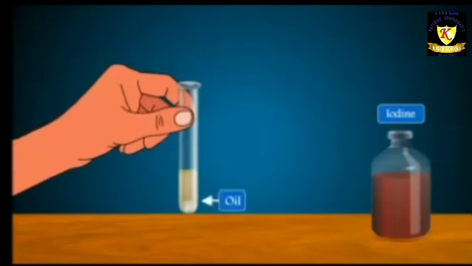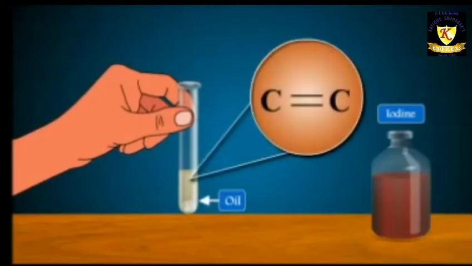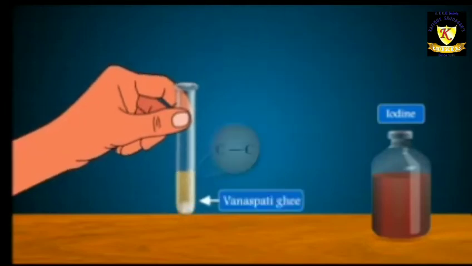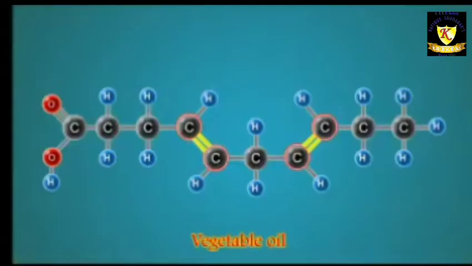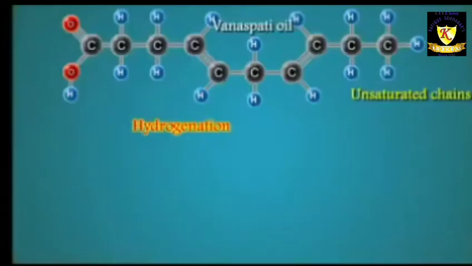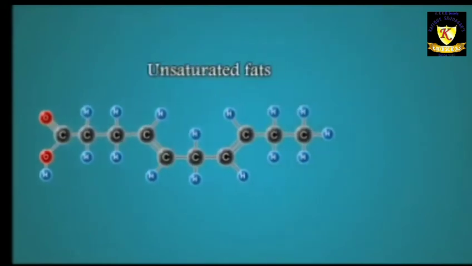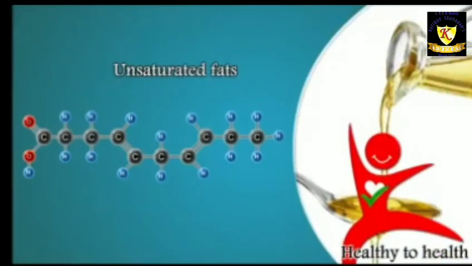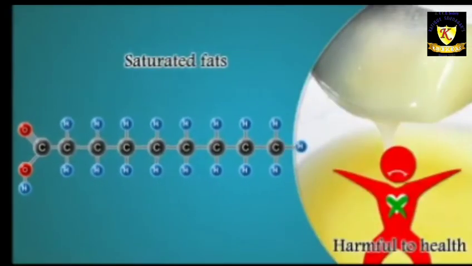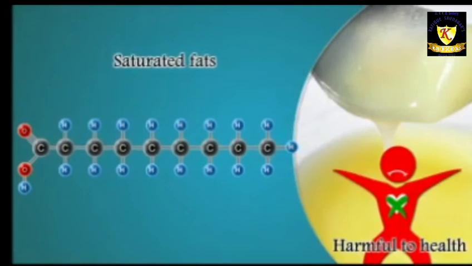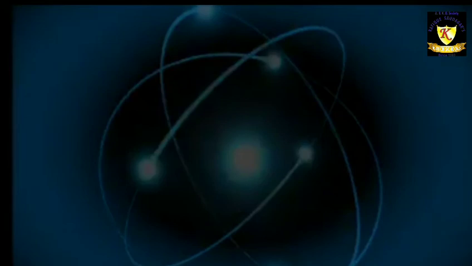You have seen in the above activity that the iodine test indicates presence of multiple bonds in the molecules of oils, while vanaspati ghee is found to be saturated. The molecule of vegetable oil contains a long unsaturated carbon chain. Hydrogenation transforms them into saturated chains and thereby vanaspati ghee is formed. Unsaturated fats containing double bonds are healthy, while saturated fats are harmful to health. Understood, children? Okay.